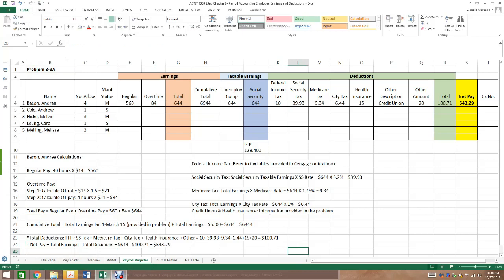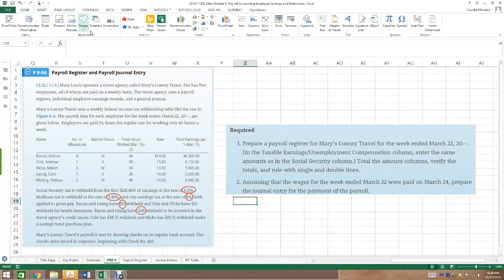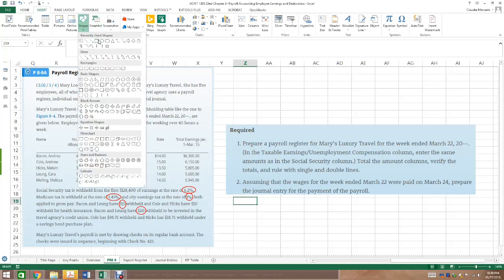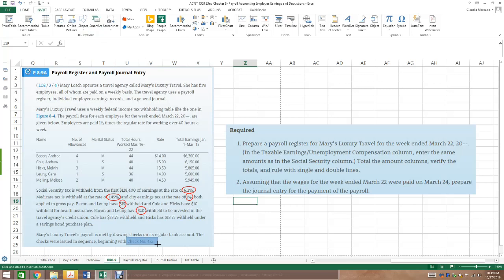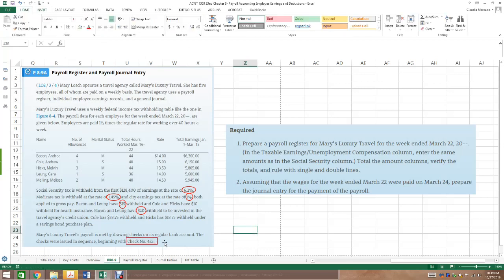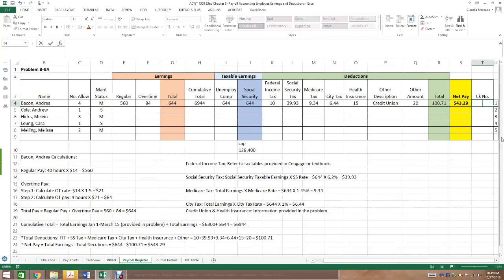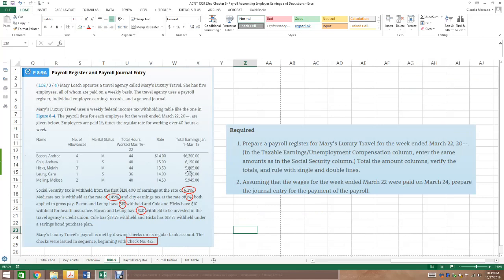Now the problem said that we are going to start with check number 423. Okay, so we're going to use that information in the problem. So we have check number 423. Okay, so we've completed all of the calculations for Andrea. I've got them all down here in the bottom, so you can refer to them. You're going to use the same information, the same concept, but now you're going to do it for the rest of the employees using the information provided here, okay?